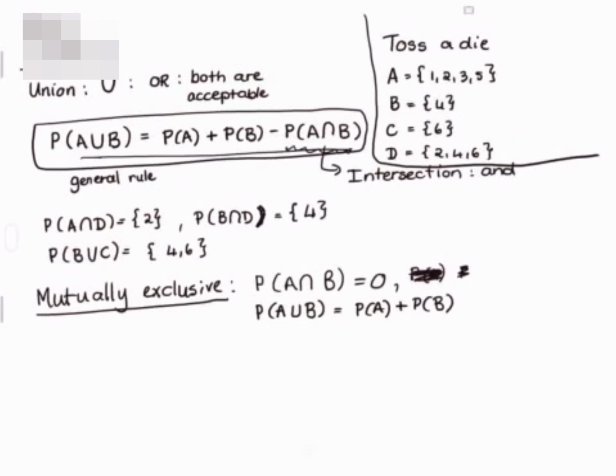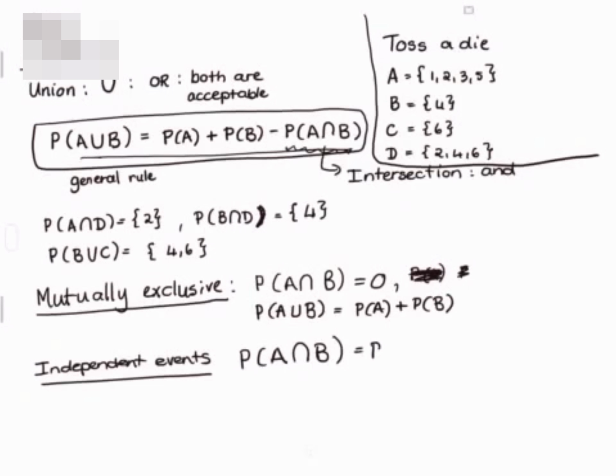Right. There's one more for independent. For independent events, the probability of A and B, and I'm not really referring to my example, just a general A and B, is the probability of A multiplied by the probability of B. So notice the difference between that one and that one.